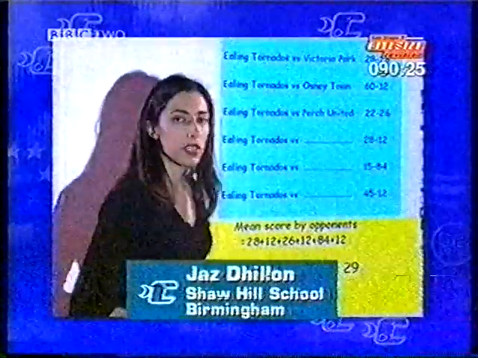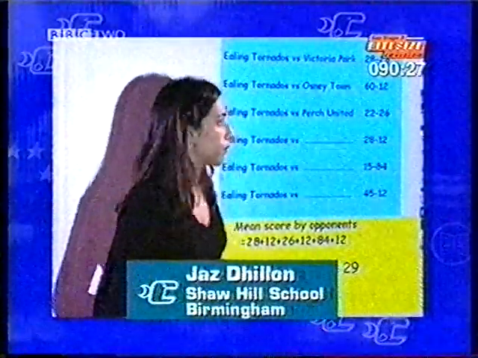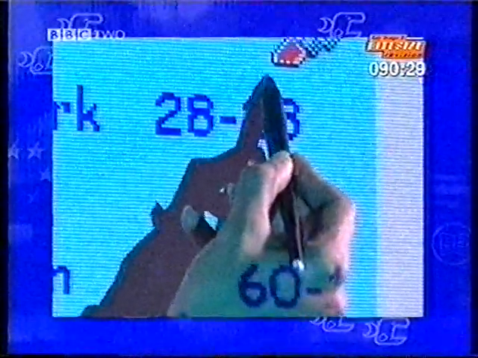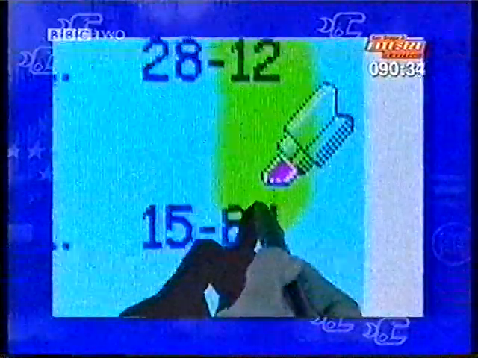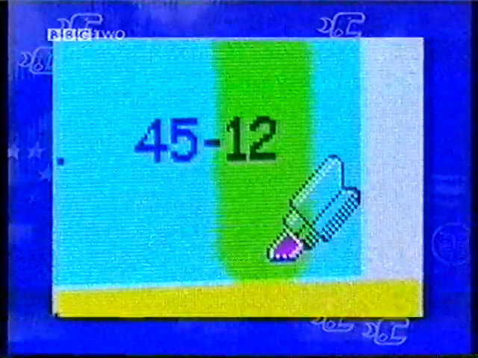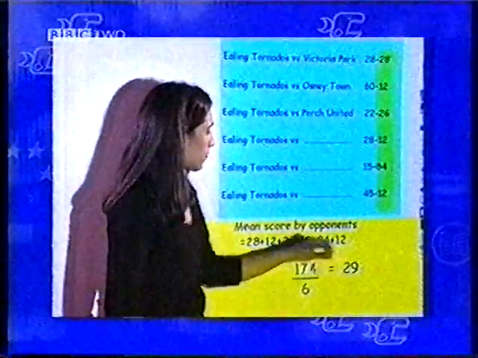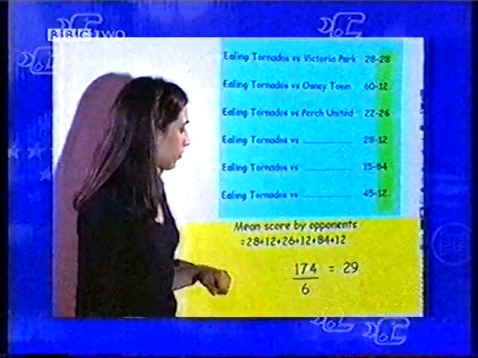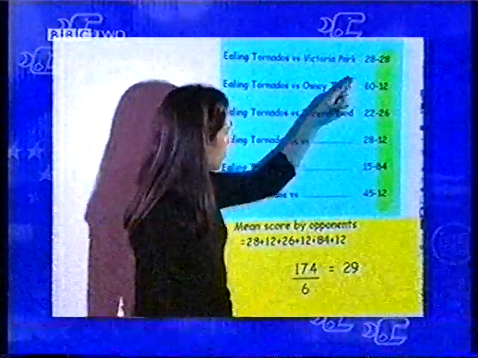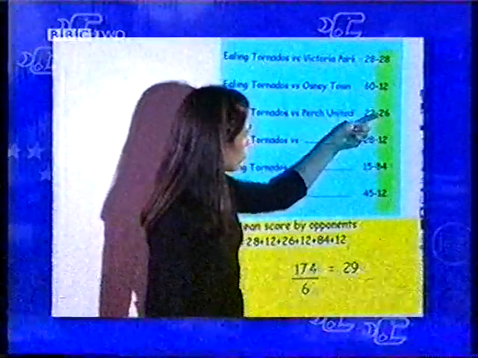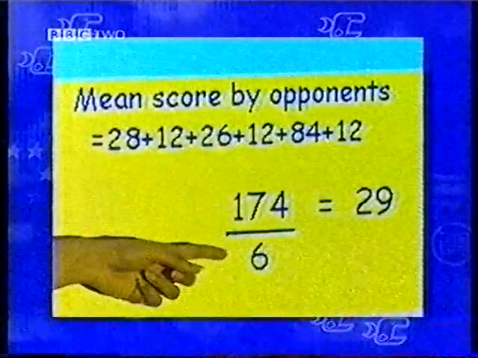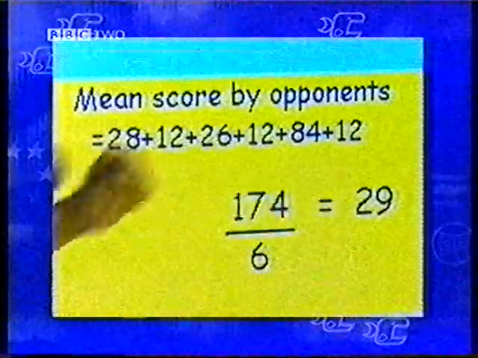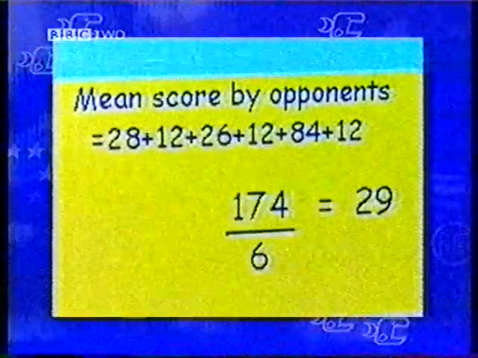So now let's try and work out the mean score for the opponent's team. We've got 28, 12, 26, 12, 84 and 12 again. So we add those up and that gives us a total of 174. We divide that by the number of scores in the list. That's 1, 2, 3, 4, 5, 6. 174 divided by 6 gives us an answer of 29. So the mean score for the opponent's team is 29.